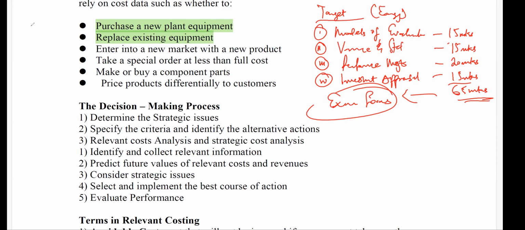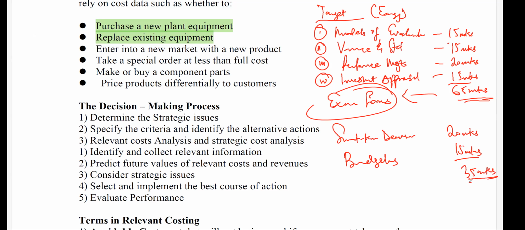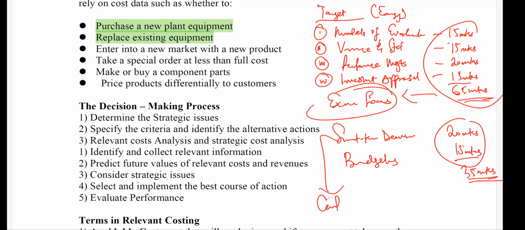That does not mean you are going to ignore short-term decision-making techniques, which we are going to do now, right? That doesn't mean you are going to ignore this, which is 20 marks, and then budgeting, which is 15 marks, making 35. But I'm telling you that your chances of passing are more here than here. Even if you are the strongest person in management accounting, there's a chance that the short-term decision-making techniques they bring may be a little confusing, right?